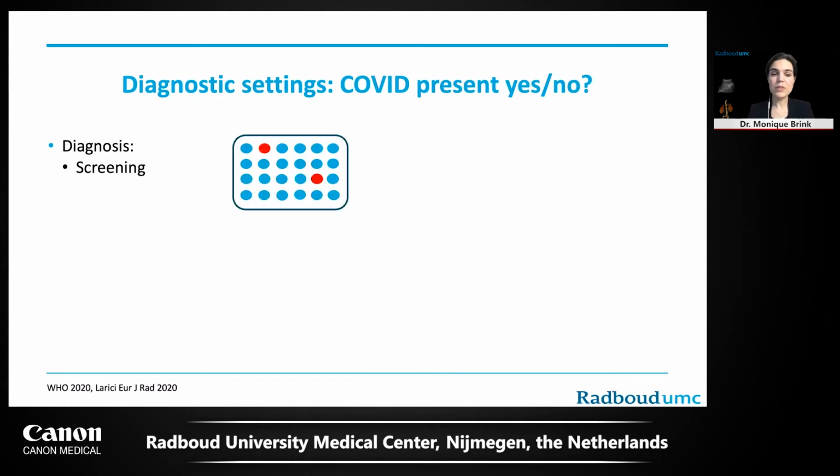The first one is a screening situation. You have a number of patients who are not symptomatic, but you want to exclude presence of asymptomatic COVID-19 in these patients. So you need a very sensitive test to select these red dots who are the patients here by preventing to get false positives.